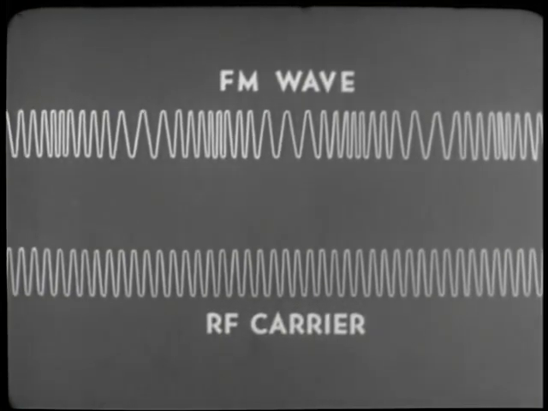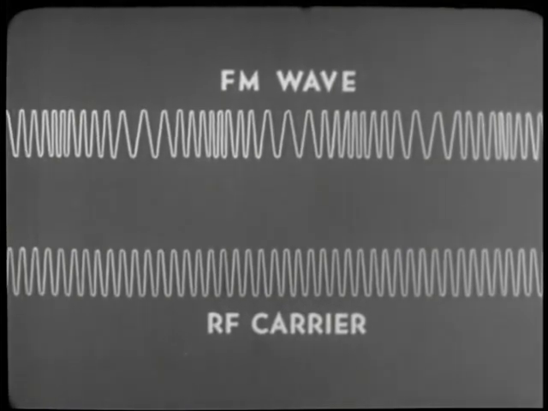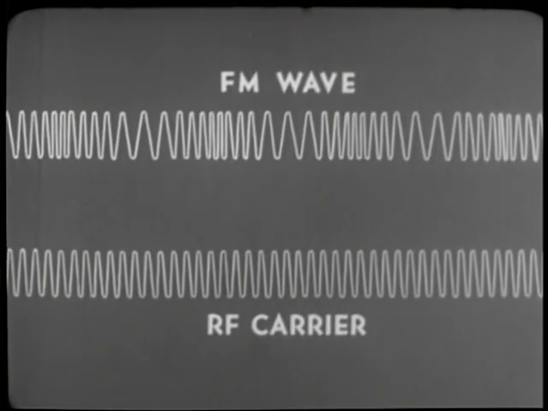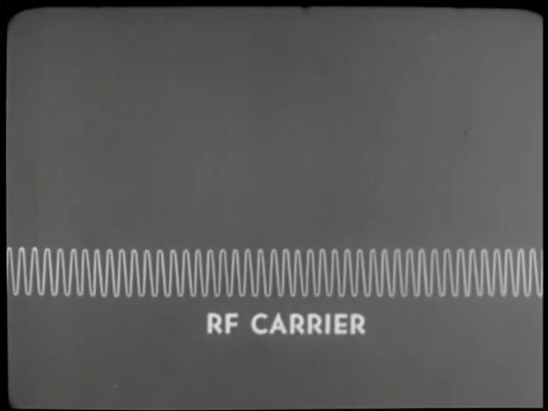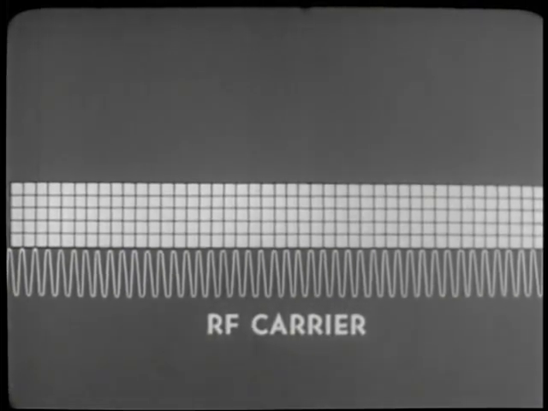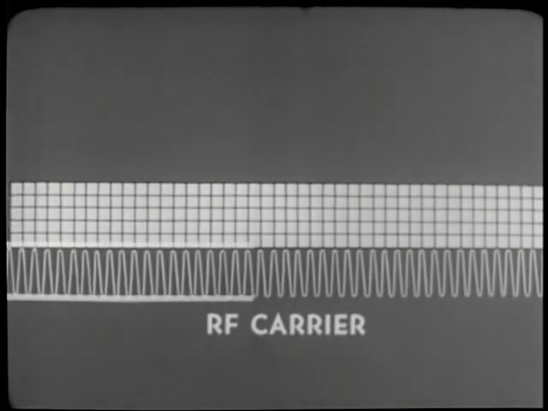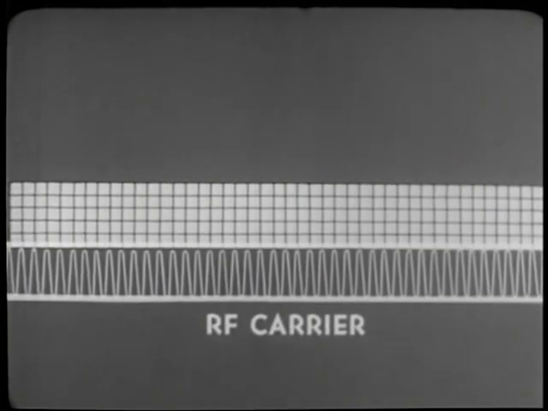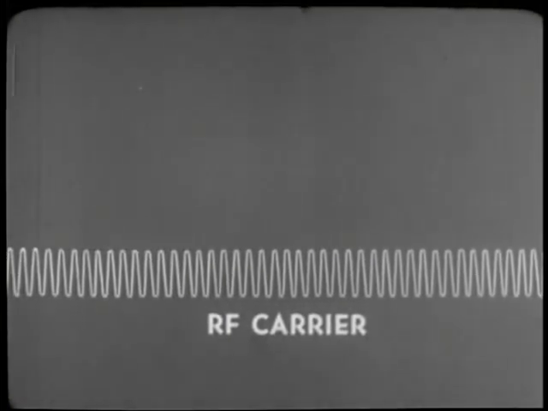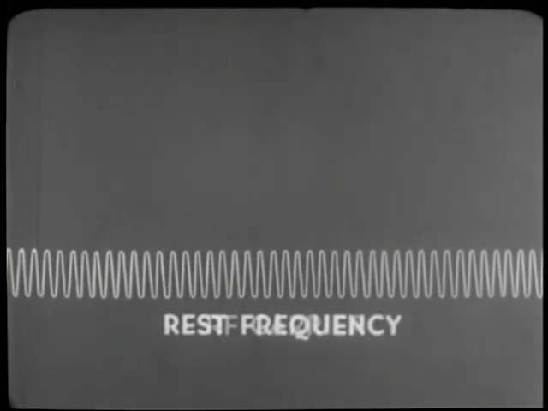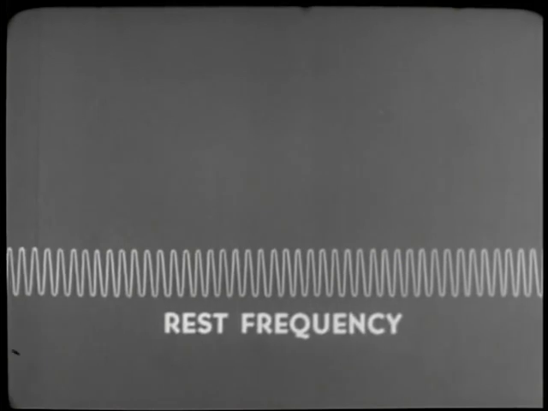In frequency modulation, the frequency of the carrier is modulated, as evidenced by the uneven spacing of the waves, rather than the amplitude. An unmodulated carrier would be the same for FM as it is for AM. It has constant frequency and constant amplitude in its unmodulated condition. The carrier frequency, which is determined by the oscillator, is called the rest frequency. So long as there is no audio signal, the carrier is unaffected.